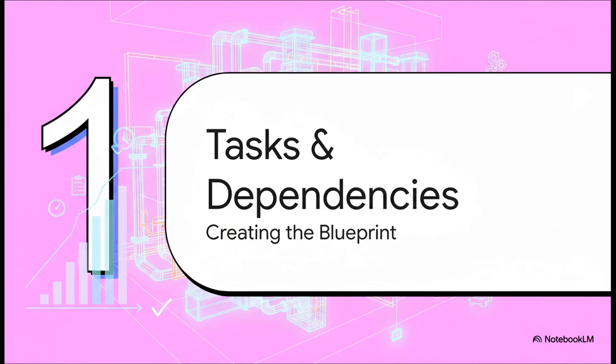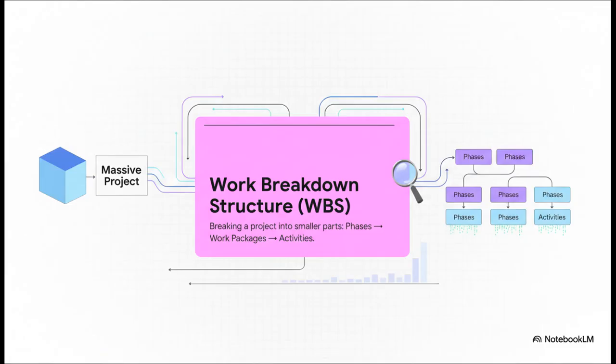Well, just like any construction project, you've got to start with a solid foundation. This first part is all about gathering our raw materials, figuring out the what and the in what order for our entire project. And it all starts with something called the work breakdown structure, or the WBS. I mean, it's simple. You can't schedule what you don't know, right? So the WBS is how we take a massive, overwhelming project and we chop it down into phases, then into smaller work packages, and finally, into individual actionable activities.